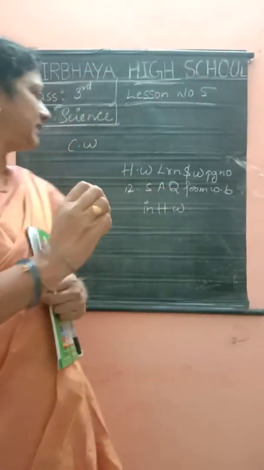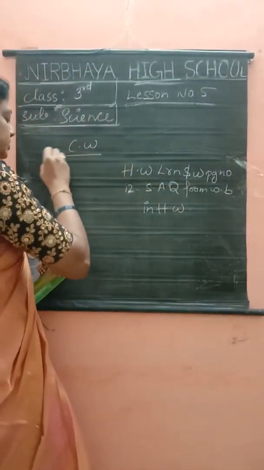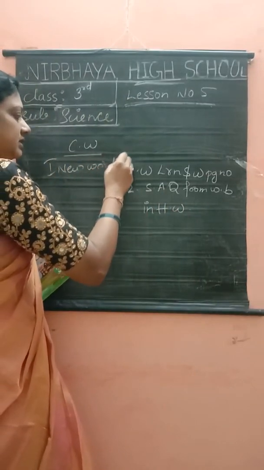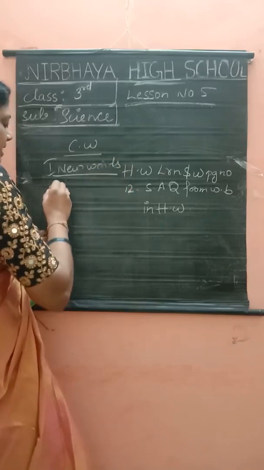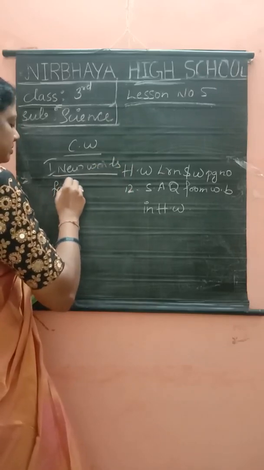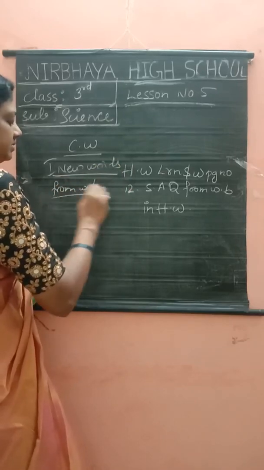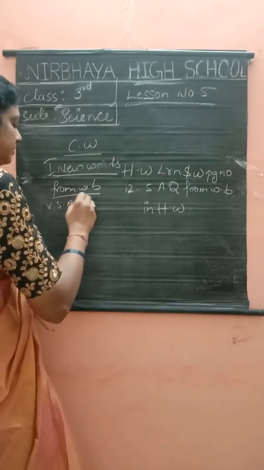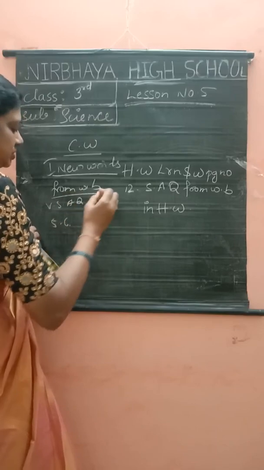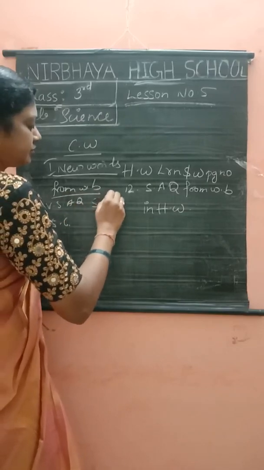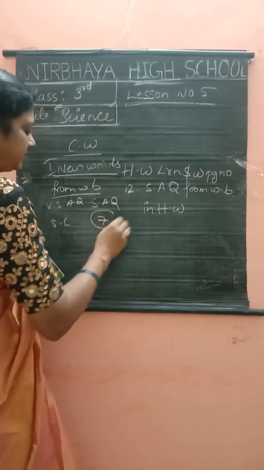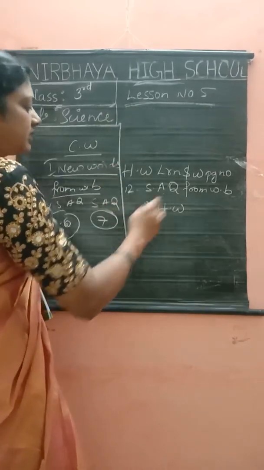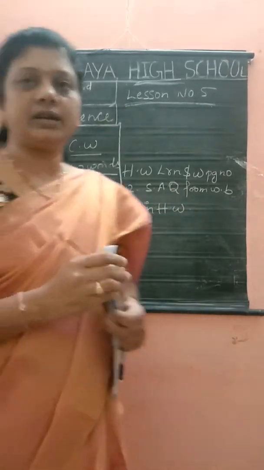Yes, the classwork we did, the new words we have written. You have to write new words, and the answers from the workbook. Which ones do you have to write, children? Very short answer question, the 5th one and 6th one. Short answer question, you have to write the 7th one. Yes, you have to write this, children. This is the homework and this is the classwork. Okay, children.